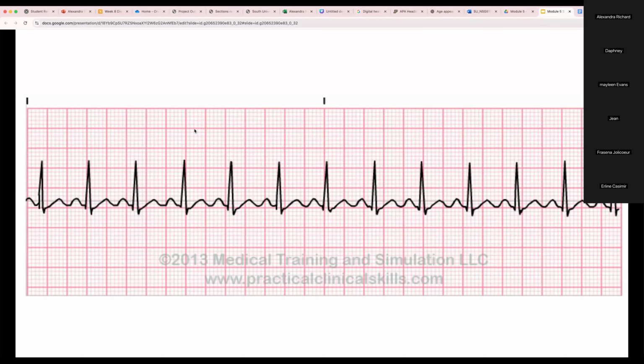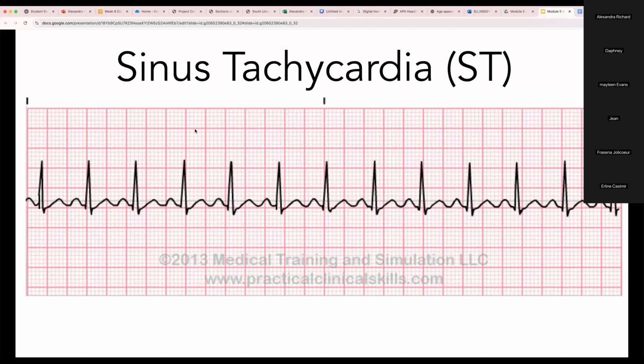Very good. So this is a sinus rhythm. There's a P wave in front of every QRS. The QRSs are all the same distance apart, and you count them, and you've got 1, 2, 3, 4, 5, 6, 7, 8, 9, 10, 11, 12, 13 QRSs. 13 times 10, the heart rate is 130. This is sinus tachycardia.